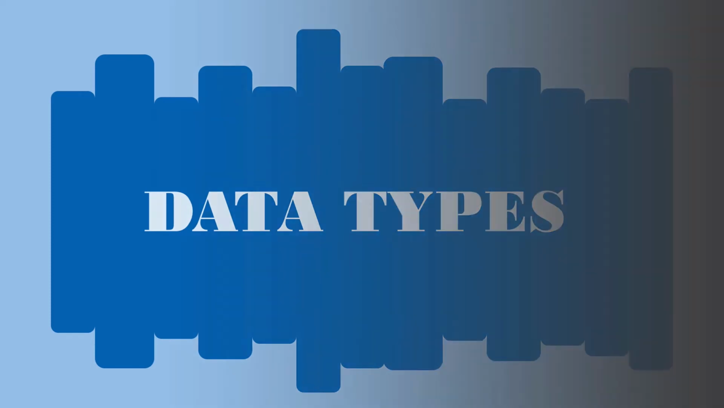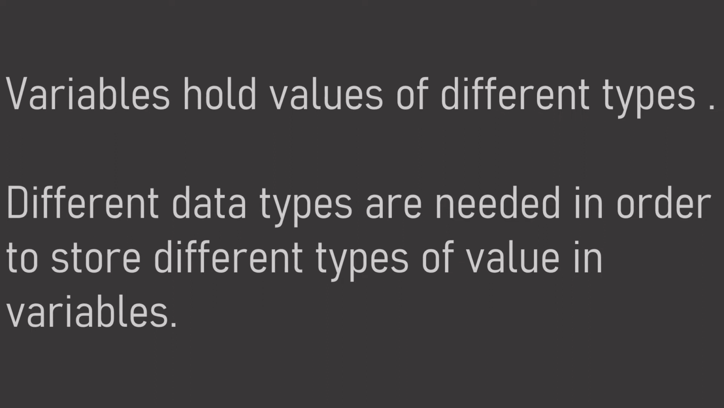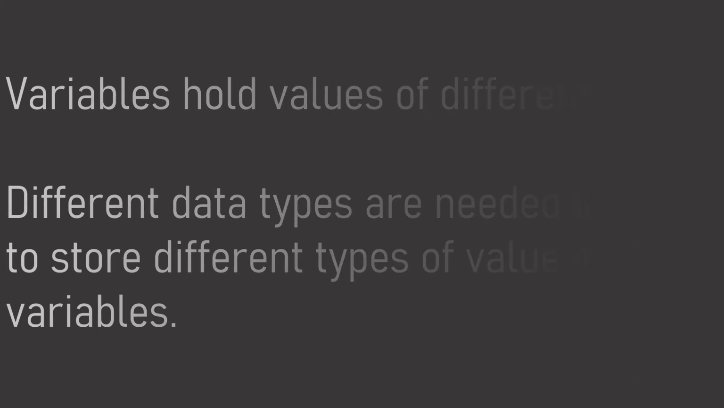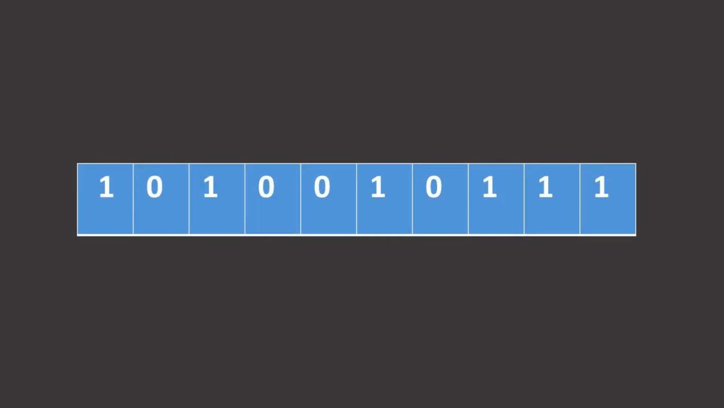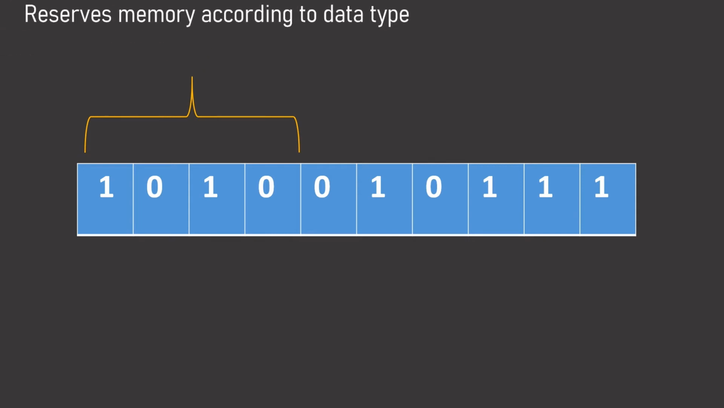Let's get started. Variables can hold values of different types, and these are called data types. We need different data types in order to store different types of values in the variable. Based on the data type of a variable, the interpreter reserves memory for it and also determines the type of data that can be stored in the reserved memory. For example, if we want to store an integer, then a memory of 4 bytes will be reserved by the interpreter, like here.